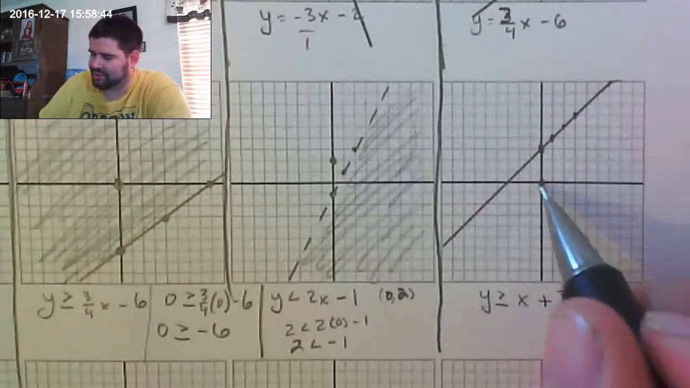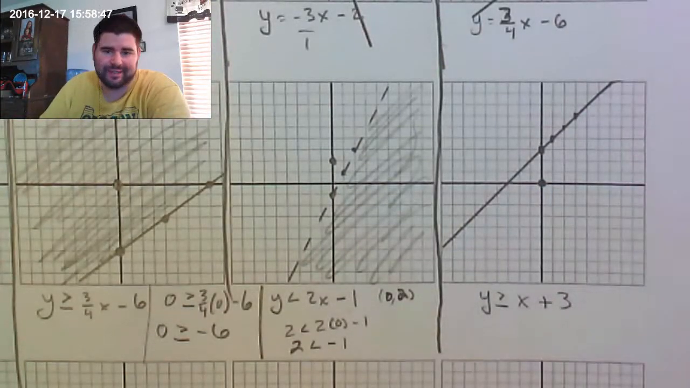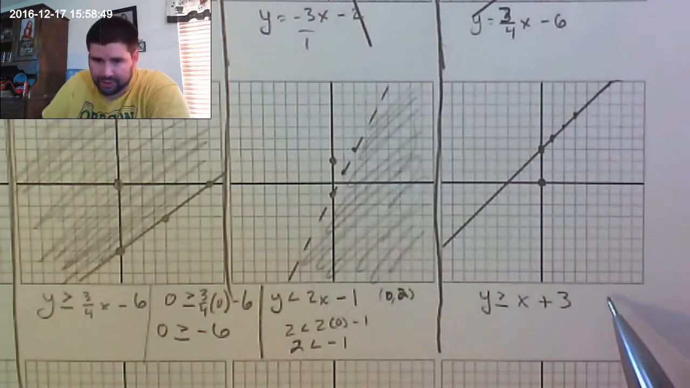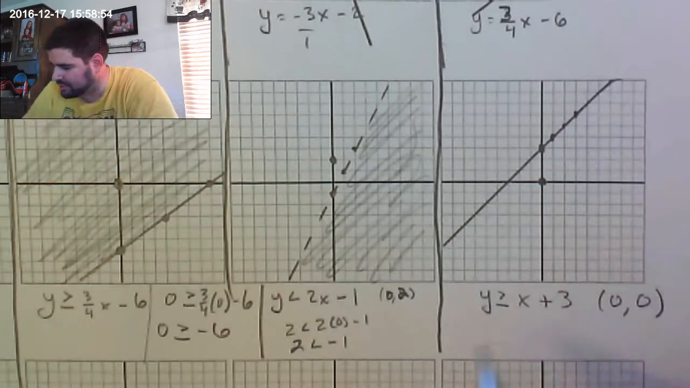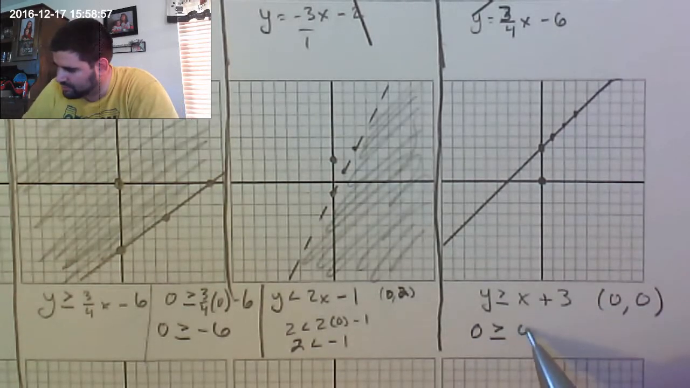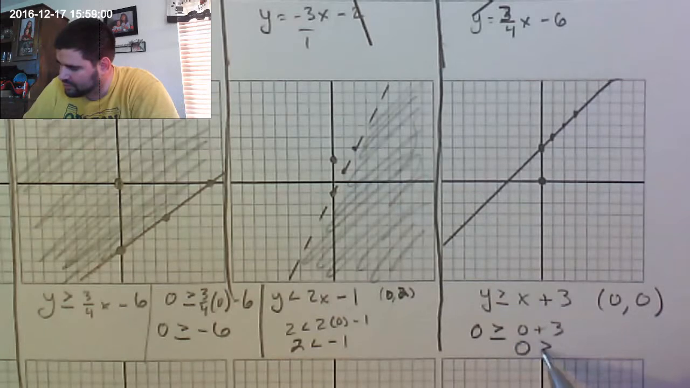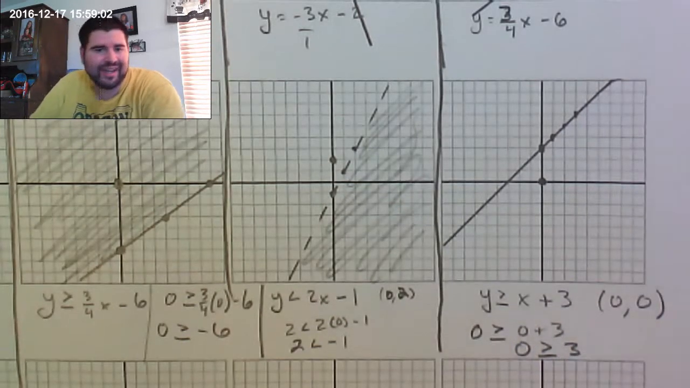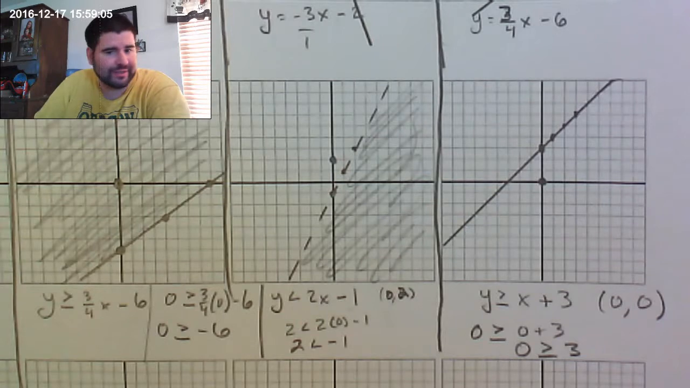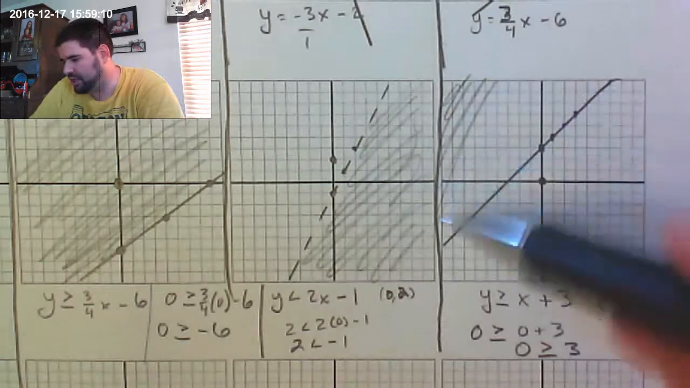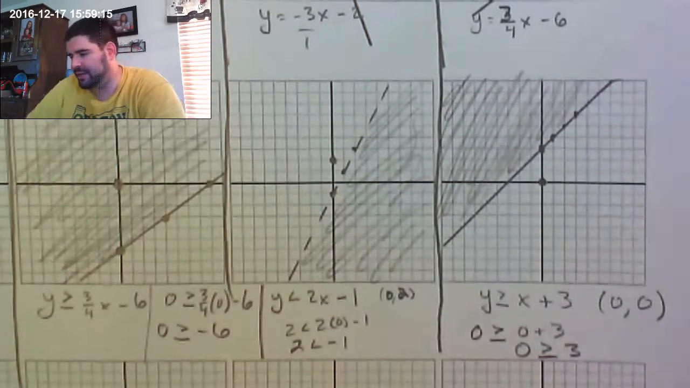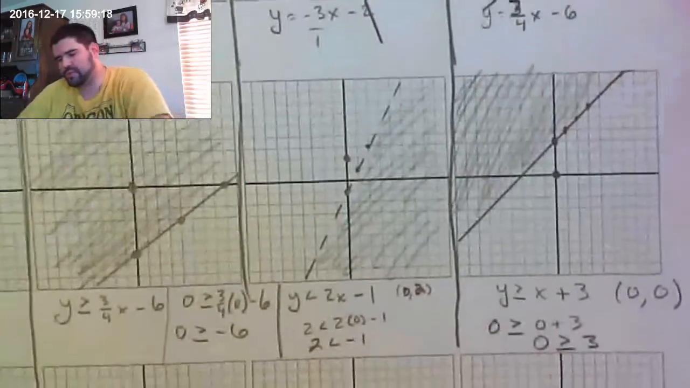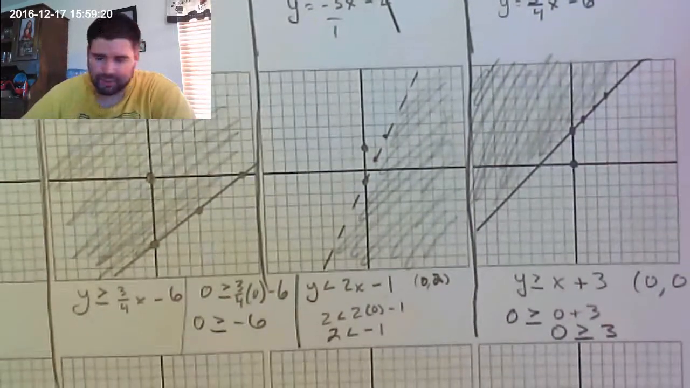And I'm going to pick the point 0, 0 again because that's the easiest. So I'm going to put in 0, 0. Okay. And that's going to be 0 is greater than or equal to 0 plus 3, which is 0 is greater than or equal to 3. Is that a true statement? It is not a true statement. So I am going to shade up here away from my point. And there you go.